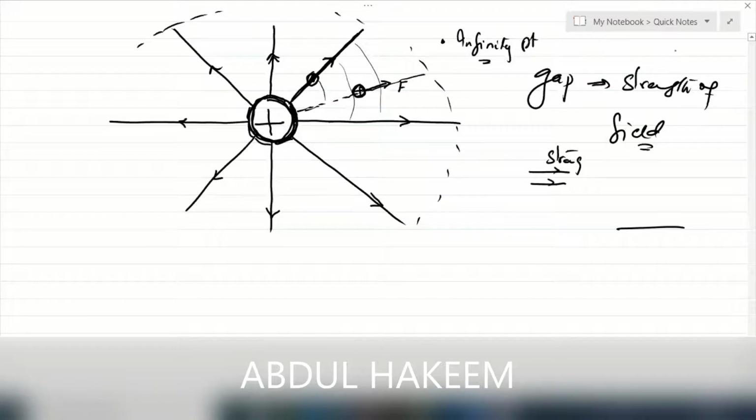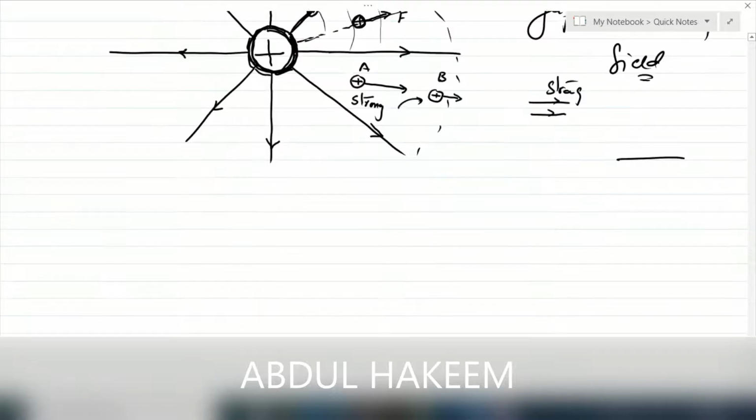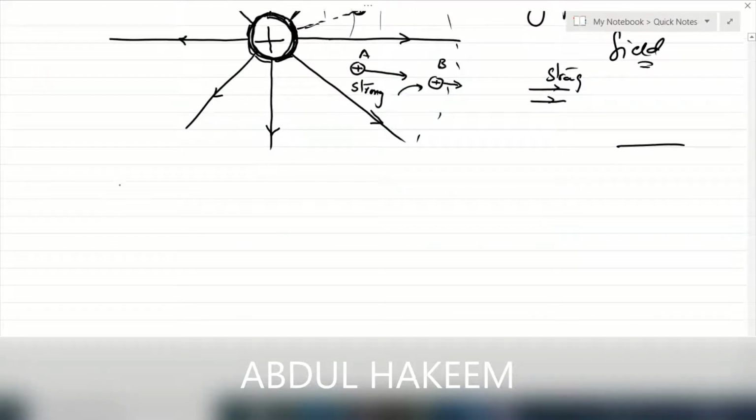Okay, thus, when a test charge is placed at the point A, and then it is placed at B. So this A will experience the large force and the B will experience a small force, because at the A, field is stronger as compared to B, which is called electric field strength.